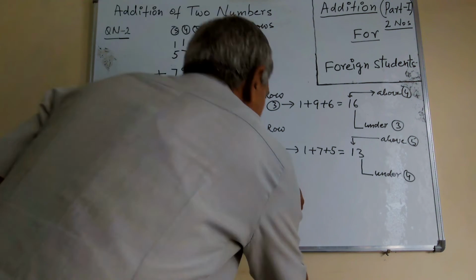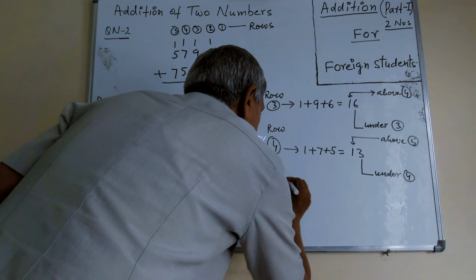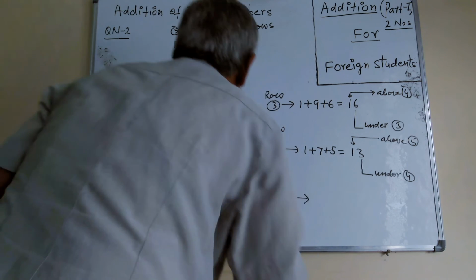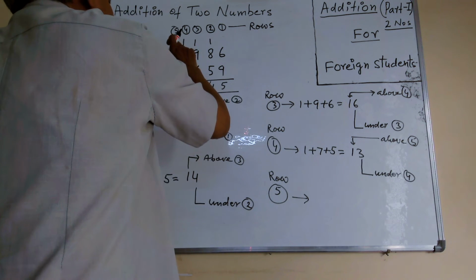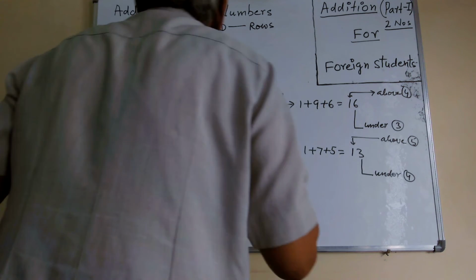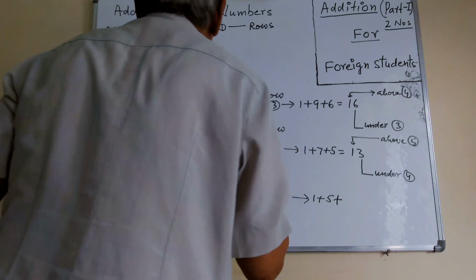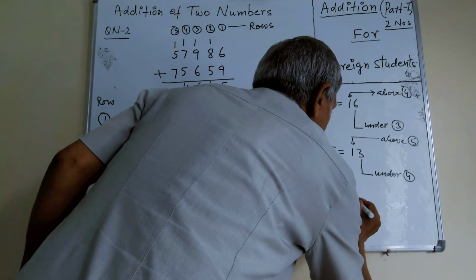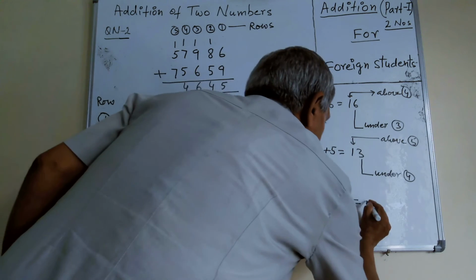Now operation of the fifth row. There are three numbers in the fifth row. This 1 is also a number of the fifth row. 1 plus 5 plus 7 is equal to 13.